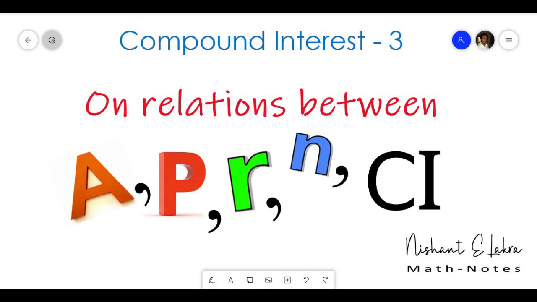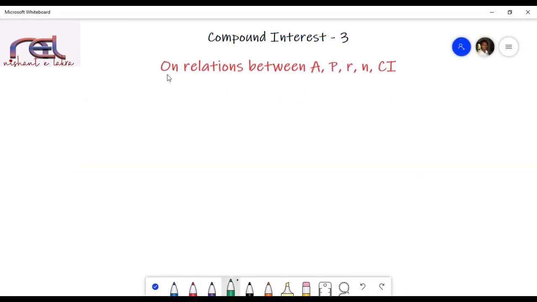Hello everyone, we're studying compound interest and today we'll see some problems based on amount, rate, time, compound interest and principal. So like I said, we will see some numericals on relations between amount, principal, rate, time and compound interest. Let's see the first question.